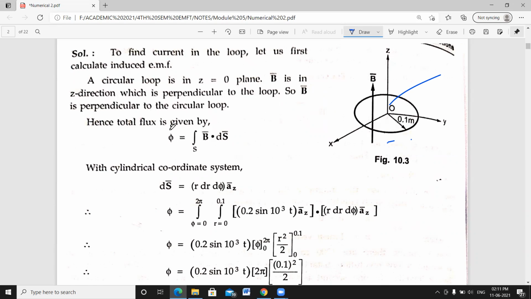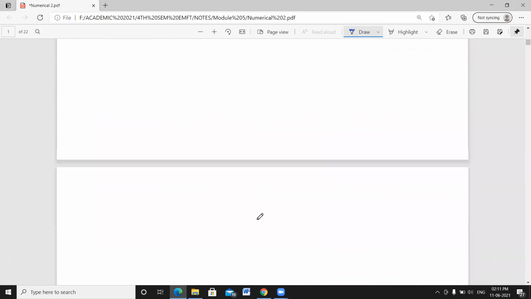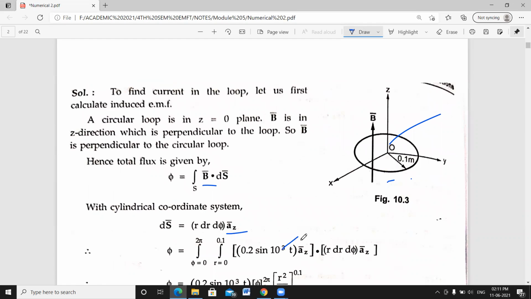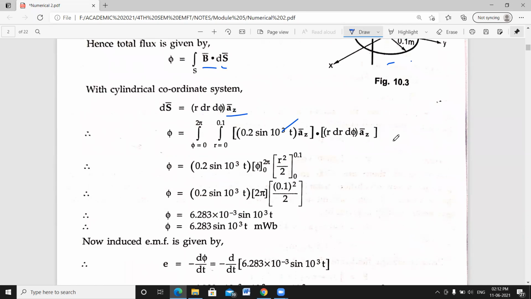Hence, the total flux psi is the surface integral over S of B dot dS. For the cylindrical coordinate system, dS is r dr dφ az. The same thing we are going to use here. Then what is our B? It is already given in the equation: 0.2 sin(10^3 t) az. And for dS, it is r dr dφ az. Then az dot az is 1. Then apply the limits for r and also for φ.